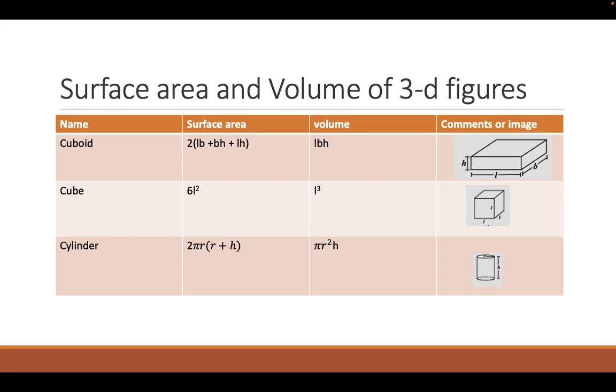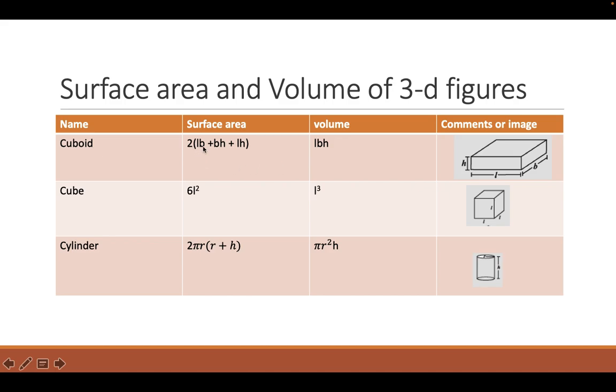Now, these are the main three figures we will study for 3D figures, where we will see the surface area and volume. Cuboid is something which has different dimensions for length, height, and base, whereas a cube has the same dimensions for length, height, and base. A cylinder will have a radius and a height. Okay. So for a cuboid, the surface area is going to be the surface area of all the six faces.